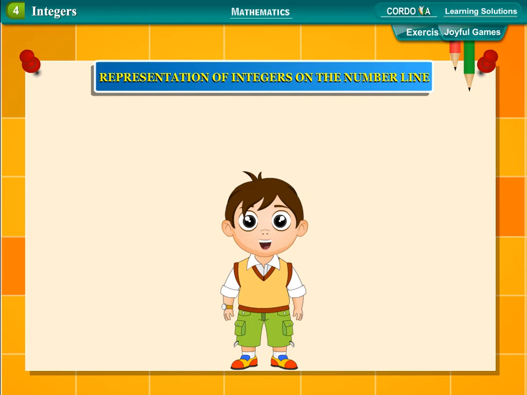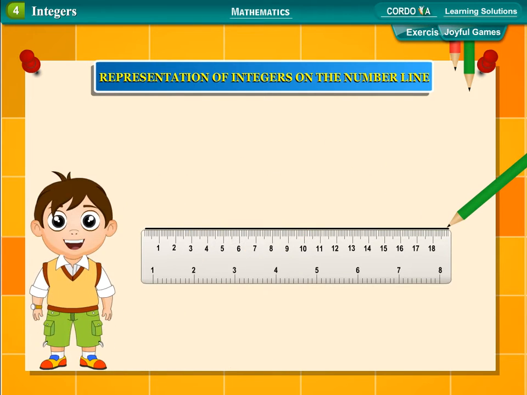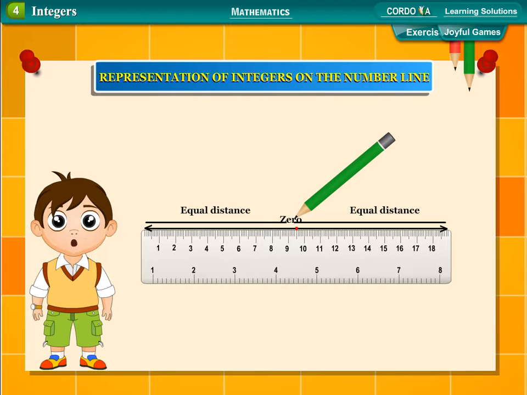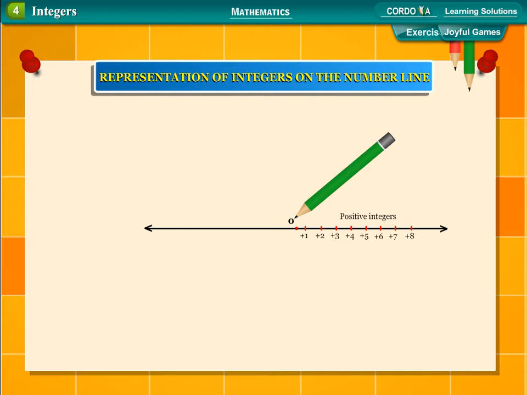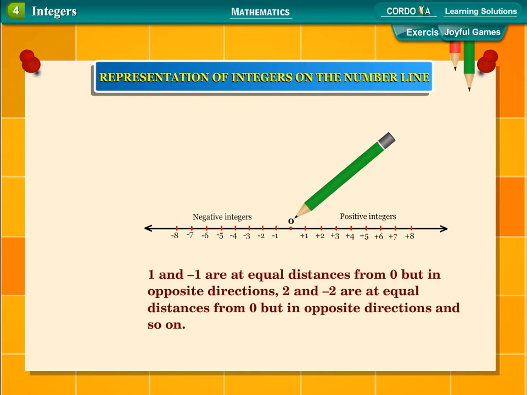Representation of integers on the number line. We draw a line and fix a point almost in the middle of it and call it 0. We mark equal distances on the right-hand side as well as on the left-hand side of the 0. On the right-hand side, we mark the points of division as plus 1, plus 2, plus 3, plus 4 and so on. And on the left-hand side, we label the points as minus 1, minus 2, minus 3. 1 and minus 1 are at equal distances from 0, but in opposite directions. 2 and minus 2 are at equal distances from 0, but in opposite directions, and so on.